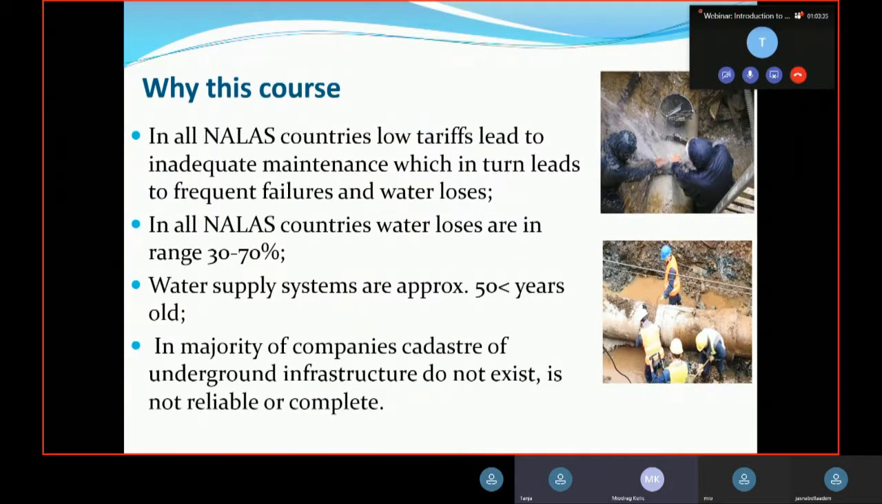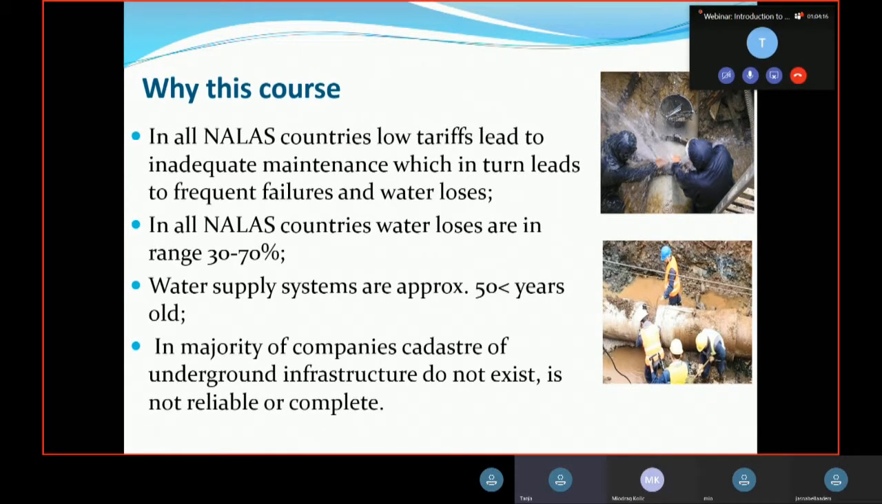In NALAS countries, in the vast majority of the utilities, there are low water rates, and leaking water installations in buildings and poor water conservation encourage high water consumption per capita. Water tariffs are inadequate to cover even operational expenses, so water utilities basically operate with funding from external resources from their founders.